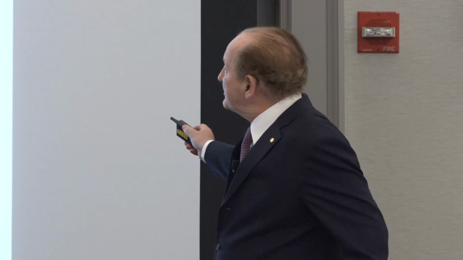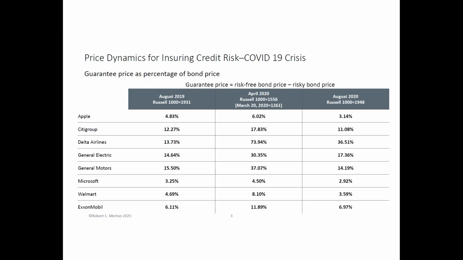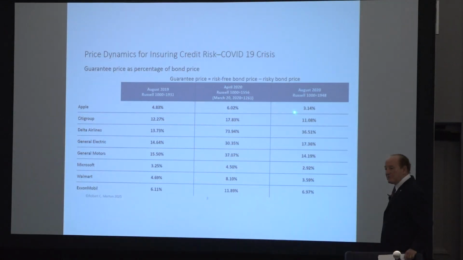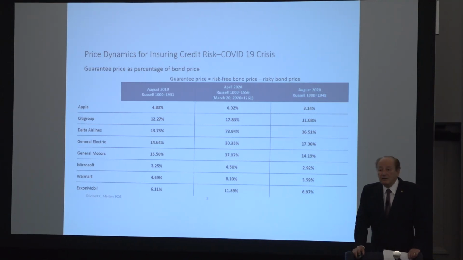But now I want to show you what happened when we go forward, a year later from when we started. Let's look at those bond guarantees. By August of 2020, it's halved. It's gone back down. In fact, it's lower than it was here. Look at Delta, now half of what it was here, but much higher than it was there because the airlines are still having a big problem because of COVID. What action happened in that period? Miracle of miracles, we got a vaccine.